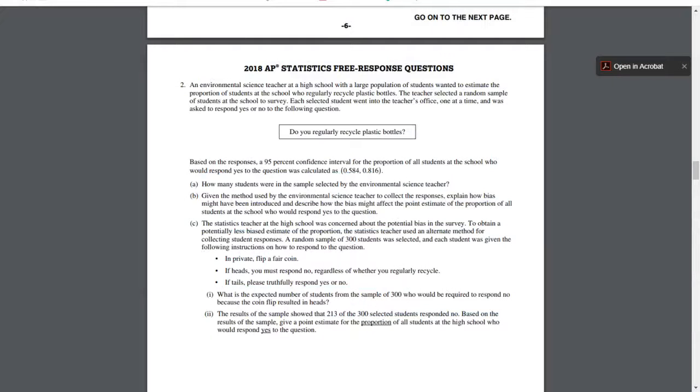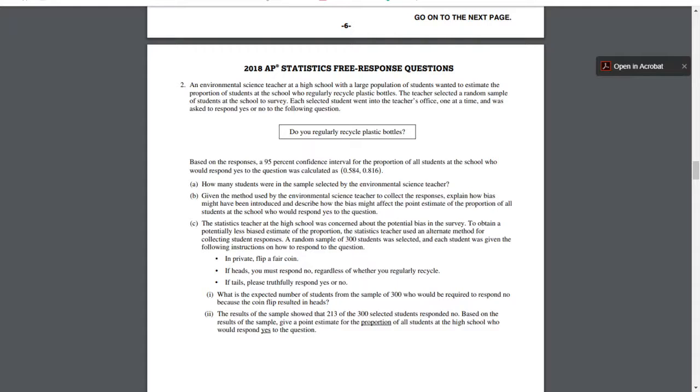Part B. Given the method used by the environmental science teacher to collect the responses, explain how bias might have been introduced and describe how the bias might affect the point estimate of the proportion of all students at the school who would respond yes to the question.